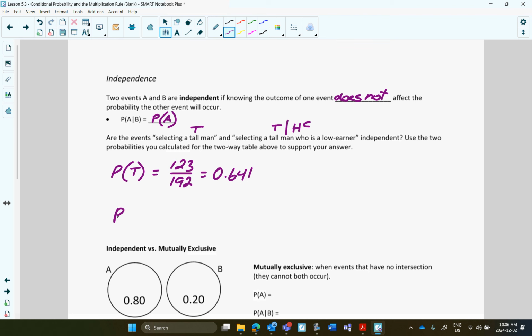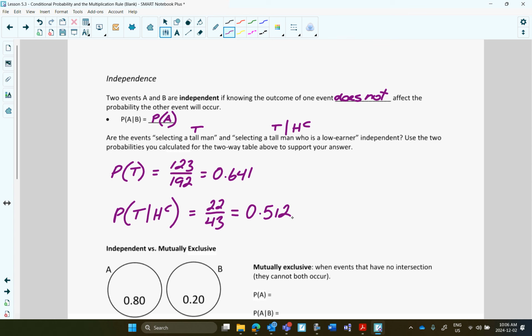The probability of a tall man, given that they are not a high income earner or a low income earner, we calculated on the last page, was 22 out of 43, which works out to approximately 0.512. Okay? These two probabilities are not equal to each other. Therefore, they are not independent. Okay? One of them affects what happens to the other.